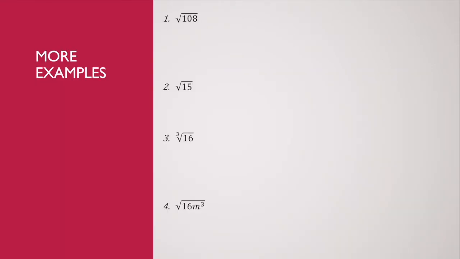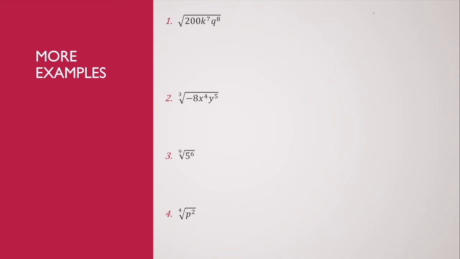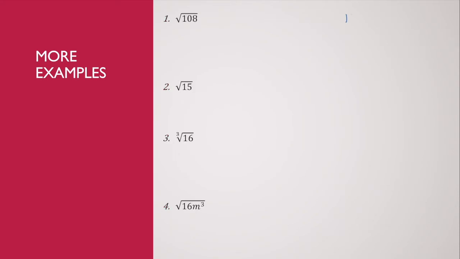Let's work through some more examples of simplifying radicals. So if I have the square root of 108, the first thing I need to do is factor that. So 108 factors into a 2 and a 54. 54 factors into a 2 and a 27. 27 factors into a 9 and a 3. And 9 factors into a 3 and a 3. So I collect the squares.